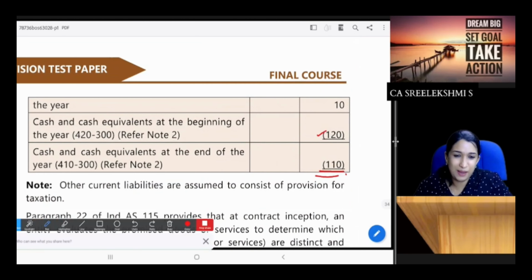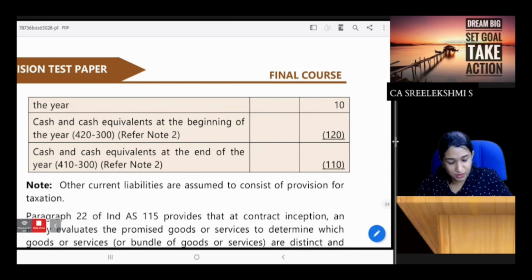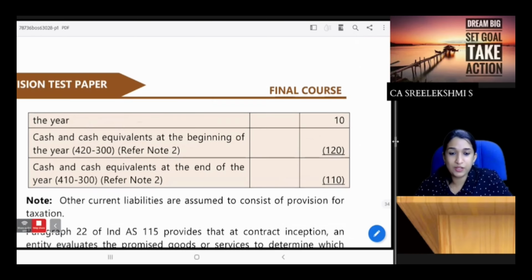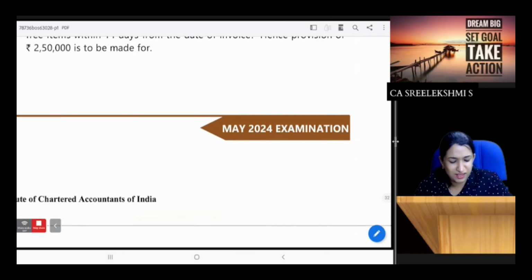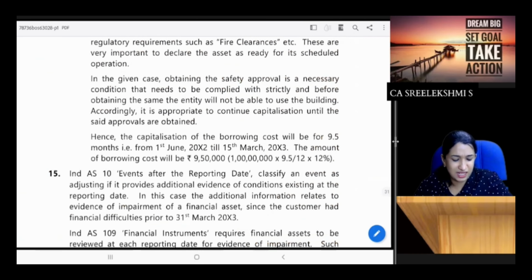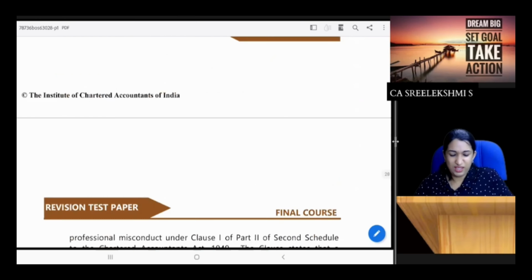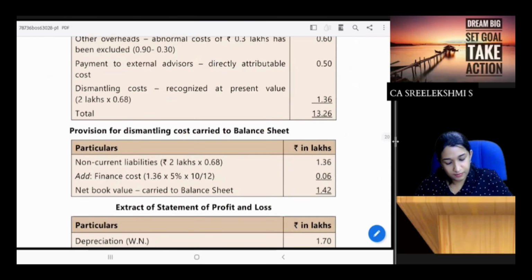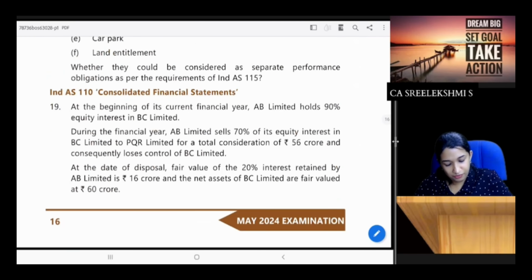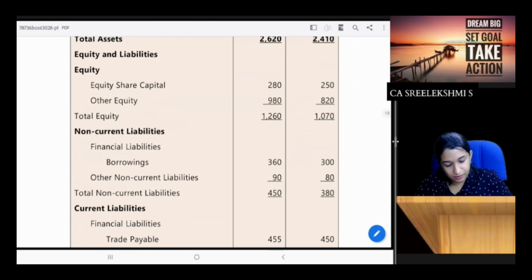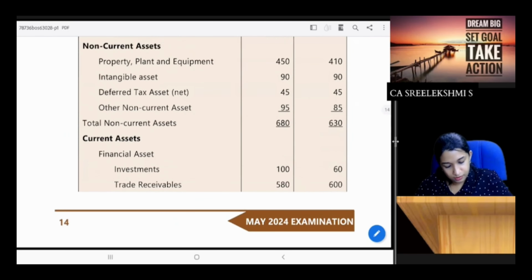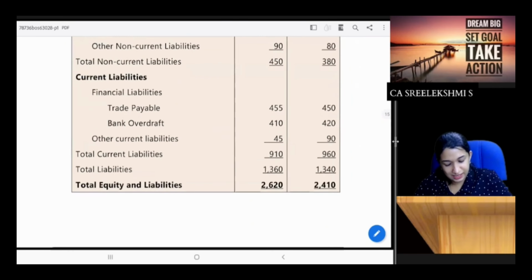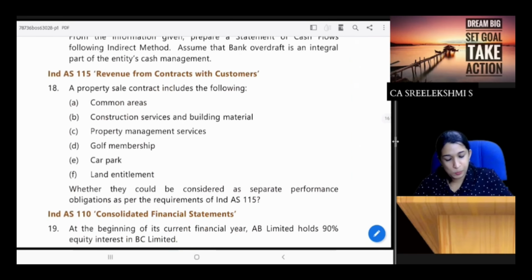Seriously, I'm telling you, it's an intermediate level cash flow statement, with basic adjustments, nothing great. So that's why we are not trying it; just discussion is enough. And we are finishing with questions 17, 18, 19, 20. Question 18.